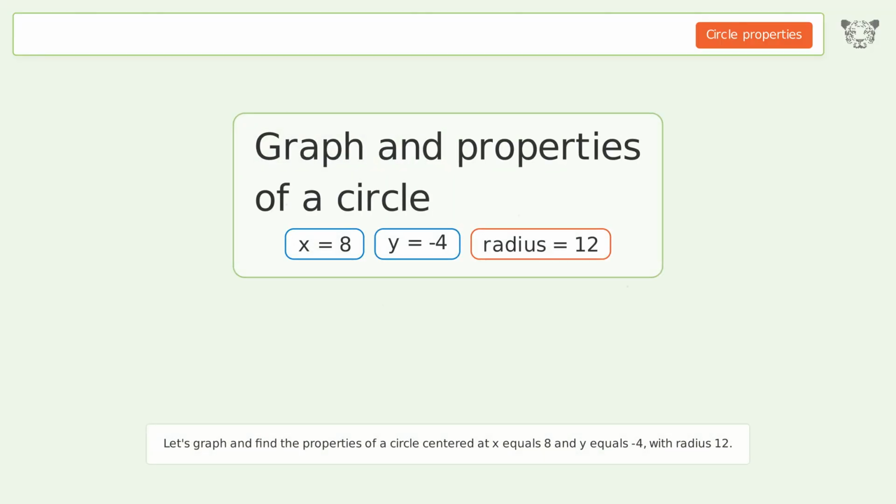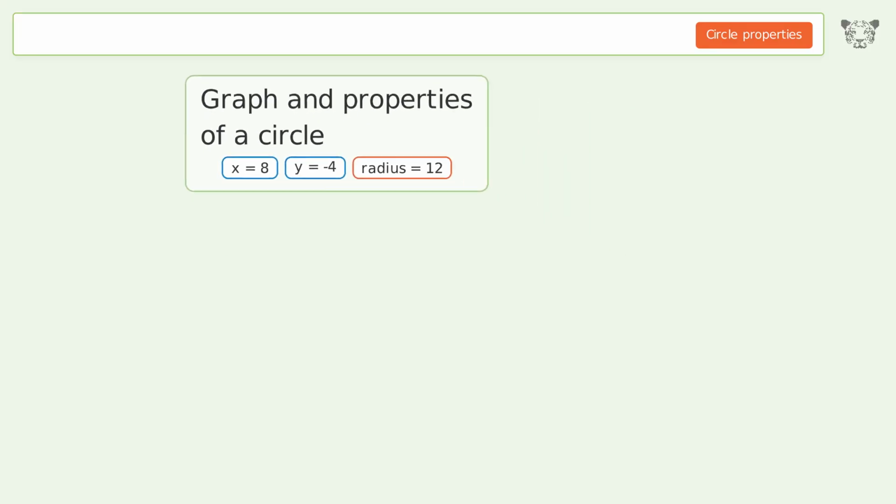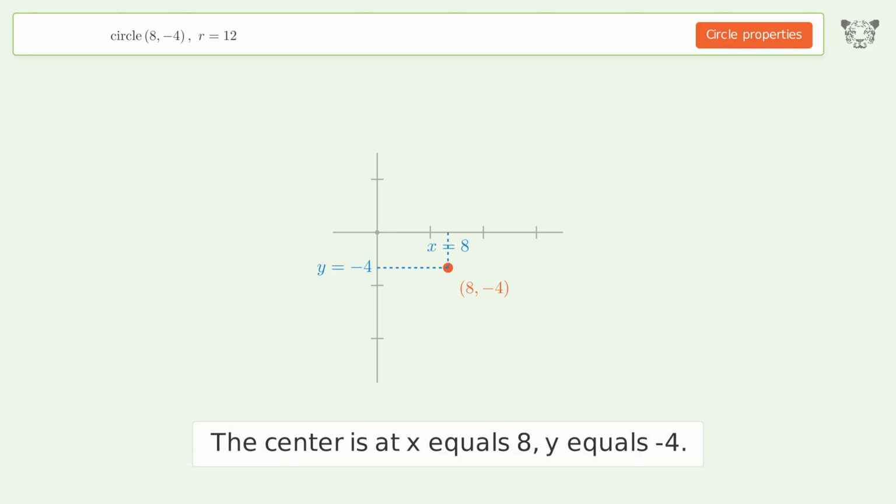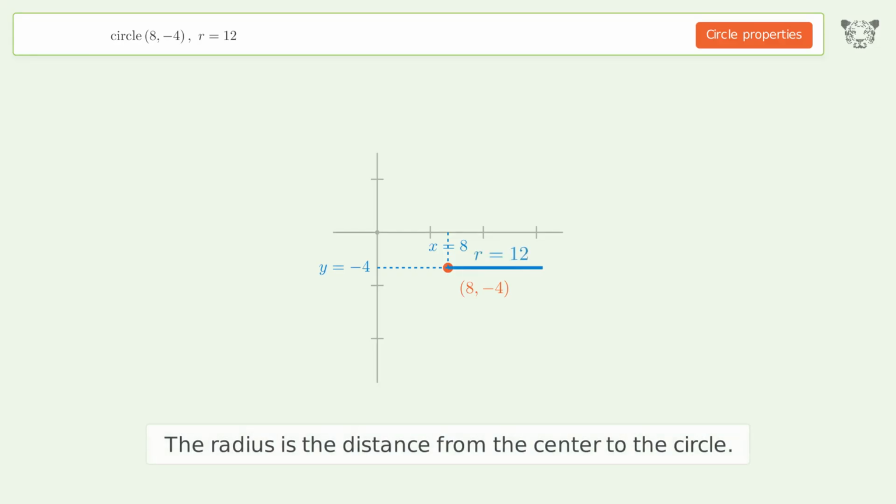Let's graph and find the properties of a circle centered at x equals 8 and y equals -4, with radius 12. The center is the anchor point of the circle. The center is at x equals 8, y equals -4. The radius is the distance from the center to the circle.